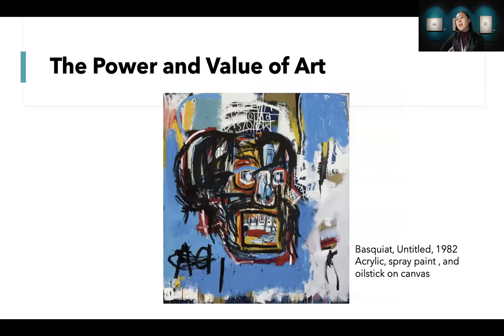Now, let's talk about this painting. We're going to see the power and the value of art. Everyone, do you know this American artist, Jean-Michel Basquiat? What do you think of this painting?